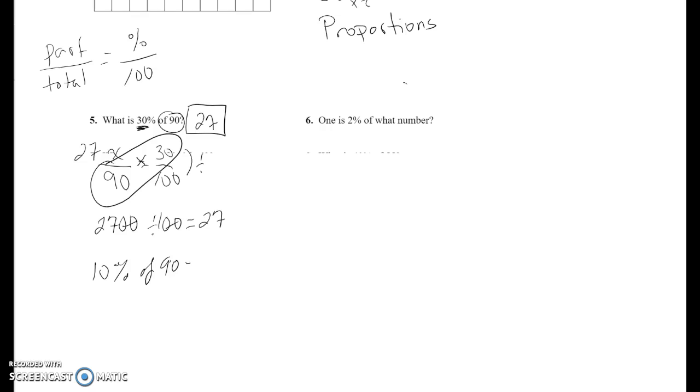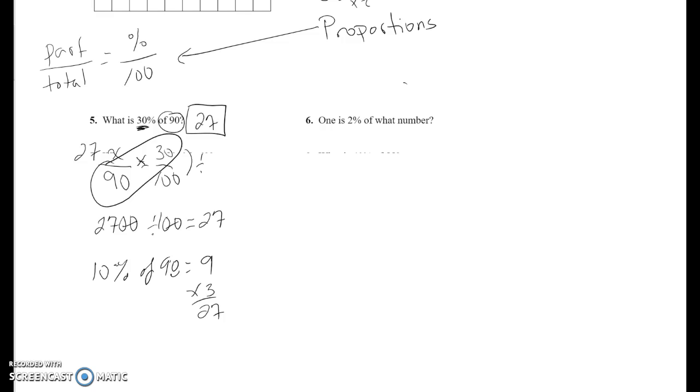10% of 90 equals 9, right? You just move that decimal point one place. And then we want 30%, so we just have to multiply by 3, which gives us 27. Same as what we got. Okay? But I'm trying to teach you this proportion here, this proportion to solve these percents. So now here we have another one.